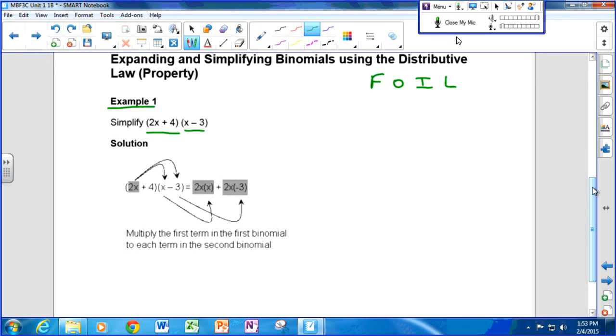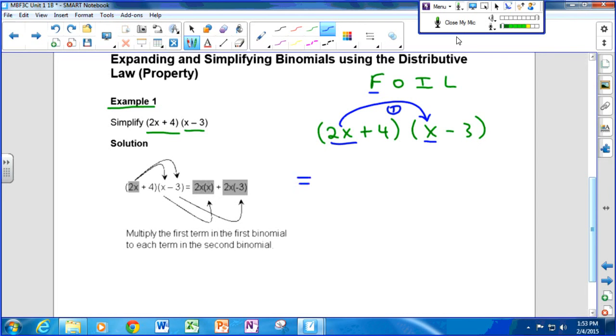So the way FOIL works is that, here I'm just going to move this. This is 2x. And we'll pick this up tomorrow. So consider this to be a preview of what you're going to see tomorrow. Okay. So the way we do it is we multiply F, which is the front. Okay. So we're going to do that one first. So if I was doing this, it'd be 2x times x, which is 2x squared.